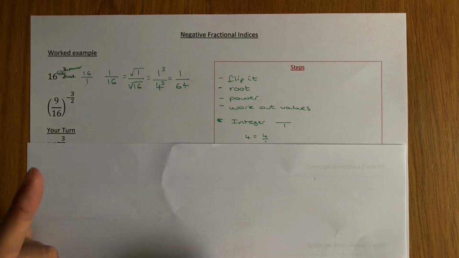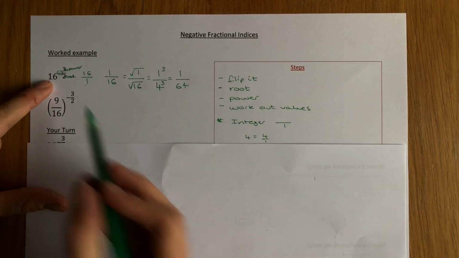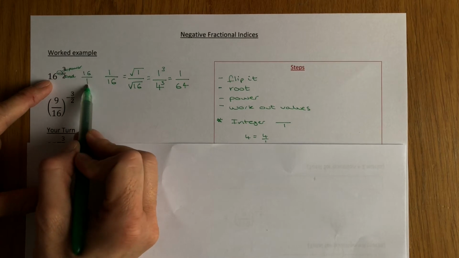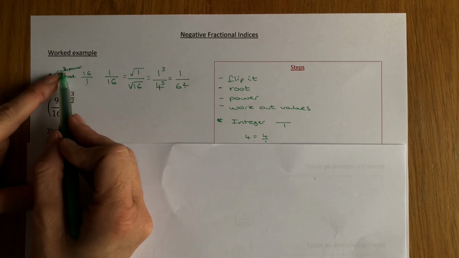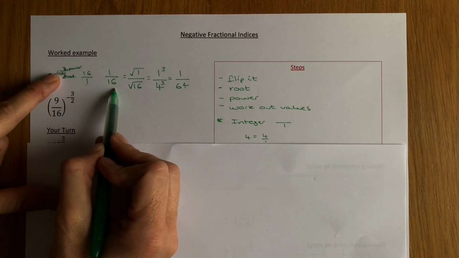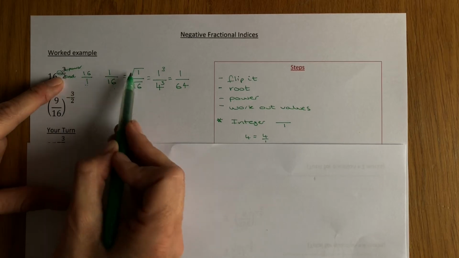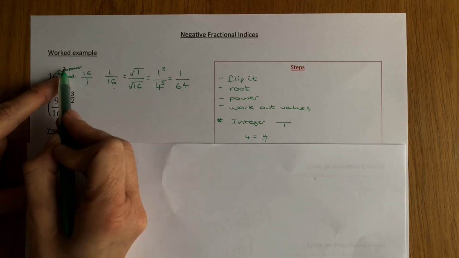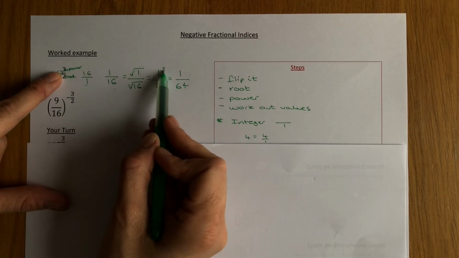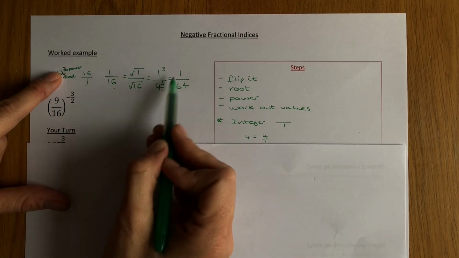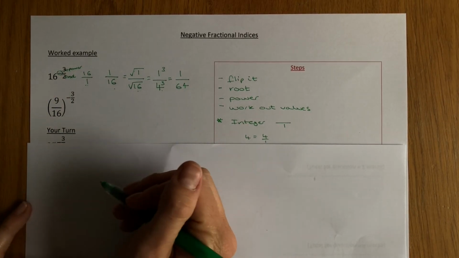So let's just run through that again. If you have an integer, remember it can be written over 1. The negative means find the reciprocal, so you flip it. The fraction means you find the square root. And the 3 means power of 3, cube the top, cube the bottom. Work out your answers and you're done.